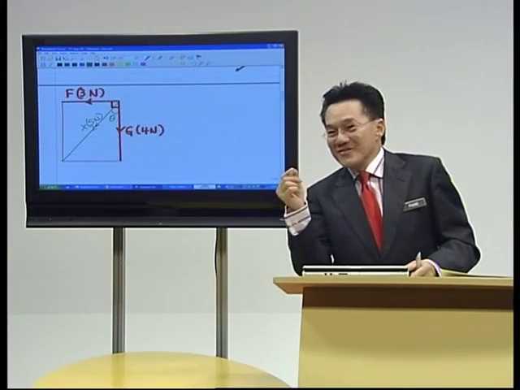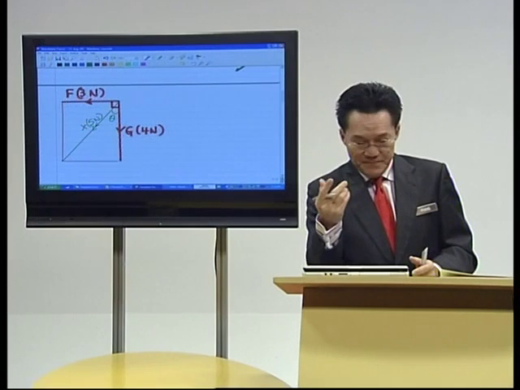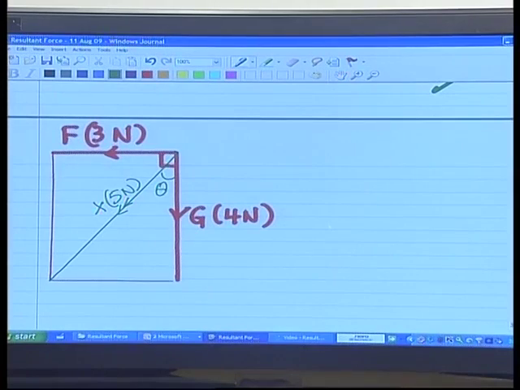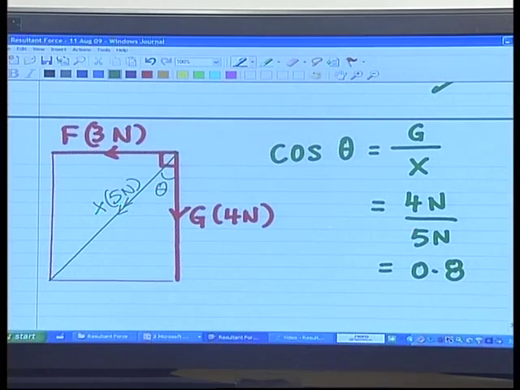So we use one of the trigonometry functions, isn't it? Is it sine, cosine, or is it tangent? So we know that it has to be cosine. So I can use cosine of theta. Cosine of theta, what will it give me? It is the force G divided by the force X. So this gives me 4 newtons divided by 5 newtons. And this is actually 0.8. The newtons is cancelled off.